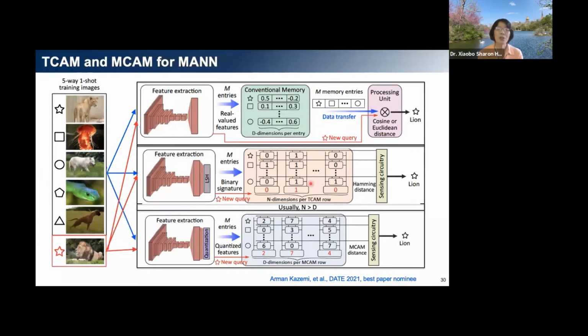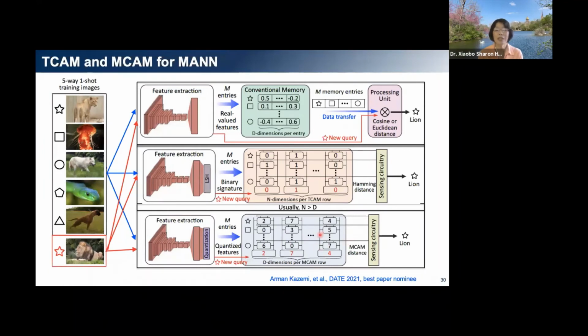Now, we can also use the multibit CAM, or MCAM, to implement this attention memory. In this case, we don't need locality sensitive hashing anymore. All we need is to directly implement the attention memory using the MCAM. And again, we use the function of best match.